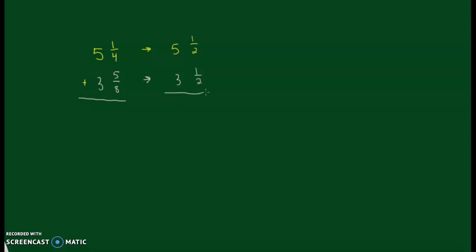So if we put those together, a half and a half is 1, 5 plus 3 is 8, 8 plus 1 is 9. So for our estimate, we're going to say close to 9.